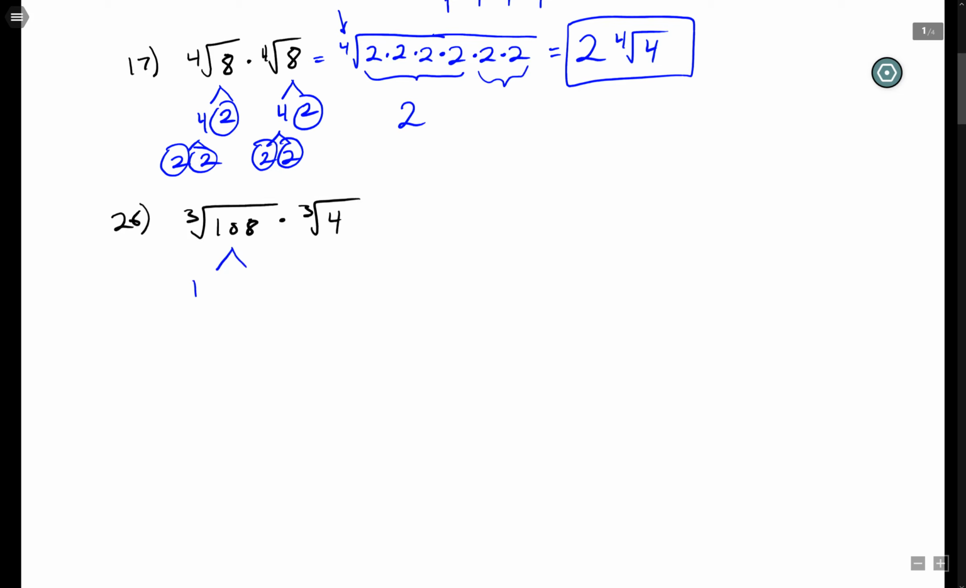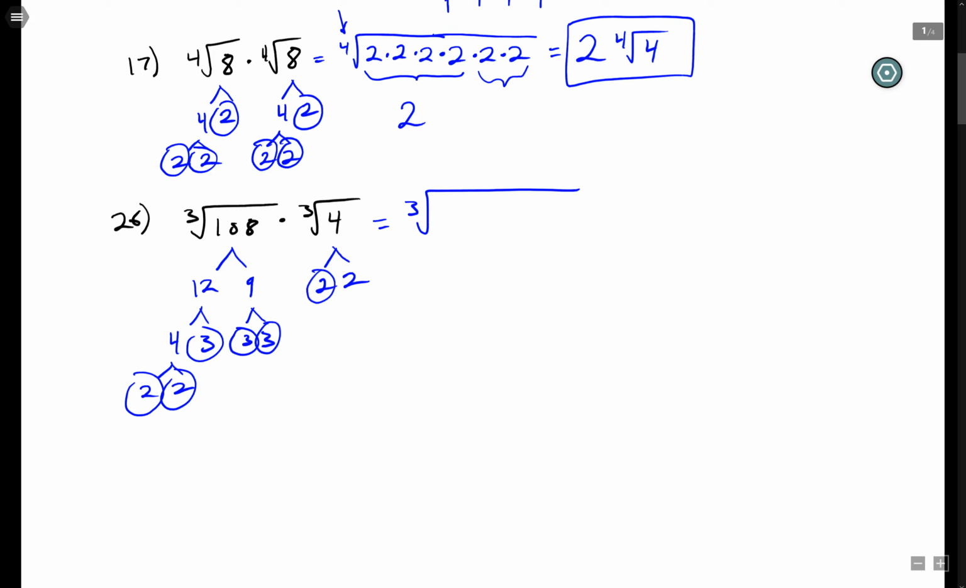Let's break this 108 down first. 108 is 12 times 9. 12 is 4 times 3. 9 is 3 times 3. And finally 4 is 2 times 2. 4 is just 2 times 2. Since I'm multiplying these things together, I'm going to get the cube root of all of these numbers multiplied together. That's if you're counting 4 2s and 3 3s.